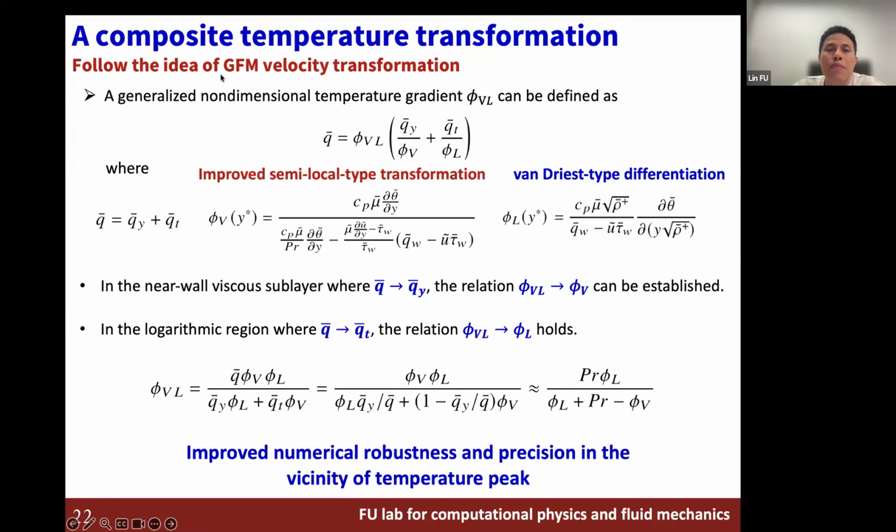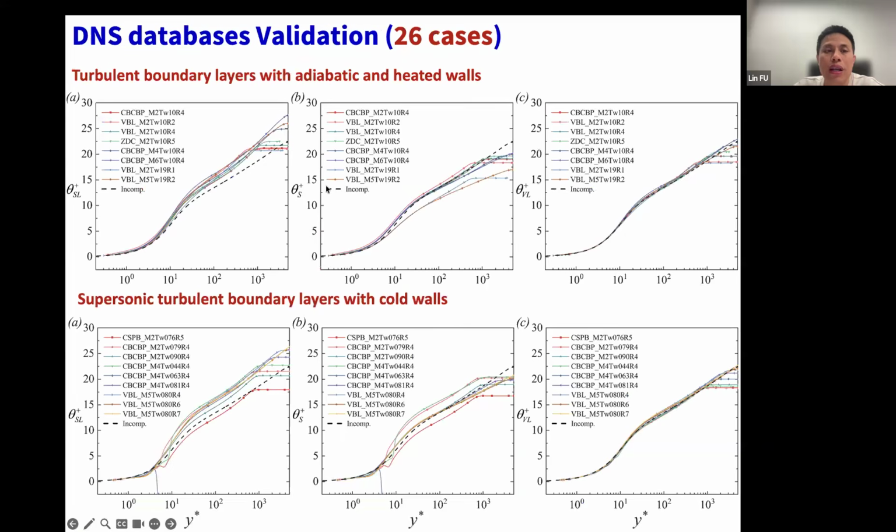Then the idea comes, following the GFM transformation as we just mentioned, right? We just composite the two transformations: the improved semi-local type transformation in the viscous sublayer and the improved one-to-rest type of transformation in the logarithmic regime. We get a new composite transformation for temperature.